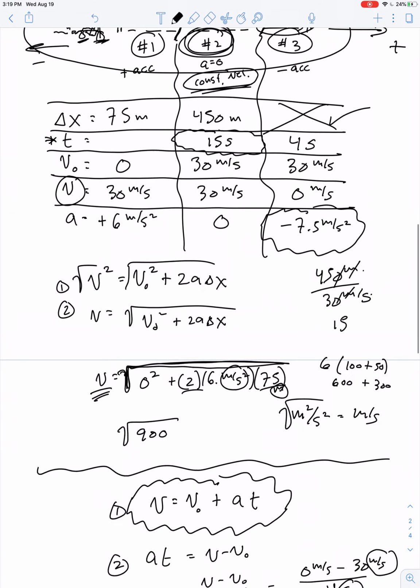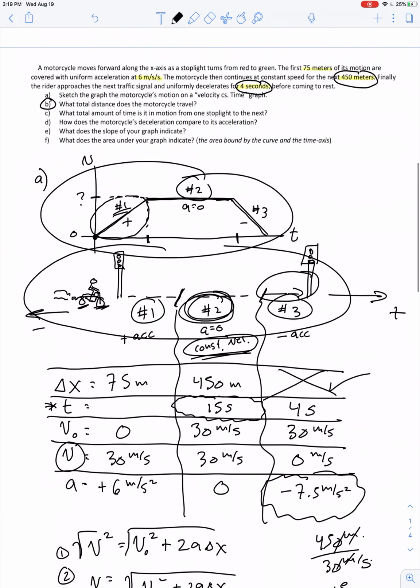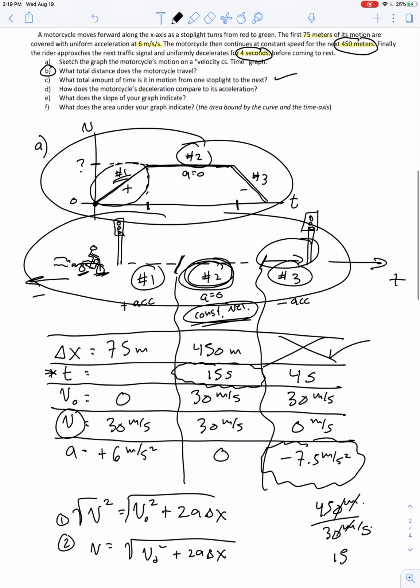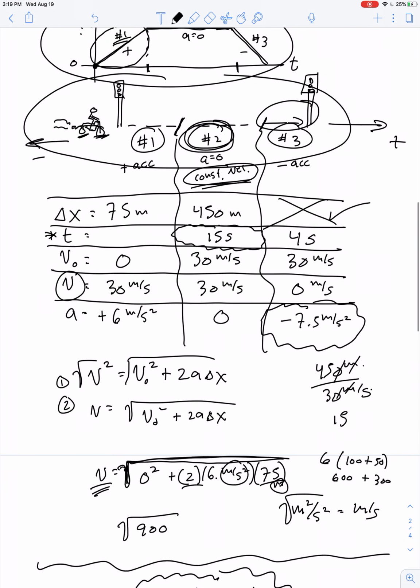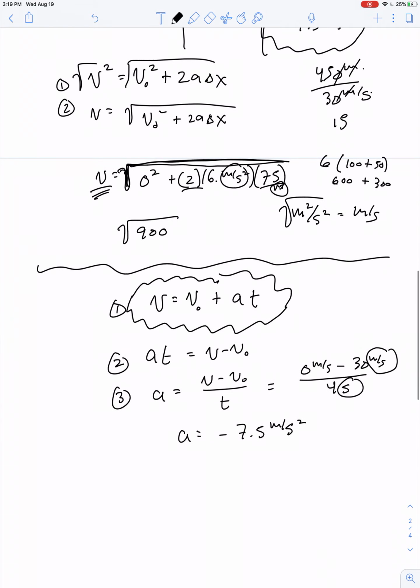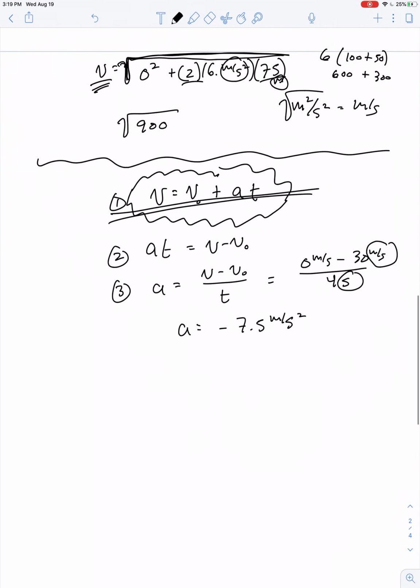Okay, so what total amount of time is the motorcycle in motion? Oh, well, it's 4 seconds plus 15 seconds plus, and now we need to figure this out. Well, in this case, we can use any equation that involves time. And we might as well use the equation we just used for our last problem. So if you work the algebra, time is equal to V minus V naught divided by A.